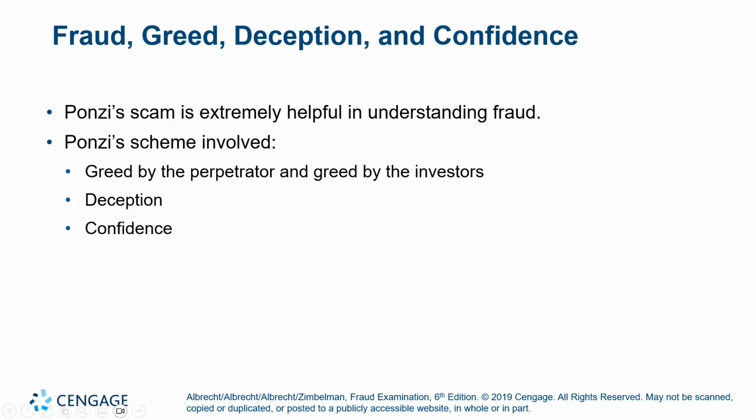Okay, so a Ponzi scheme is helpful in understanding who's involved. Well, what's happening here? Well, there's greed. Somebody wants money, and they're going to rationalize. They're going to manipulate. They're probably either a psychopath or a sociopath, and they're going to take advantage of people. They have deception. They have confidence. And we'll get into that in just a little bit. I'm going to pause the video.